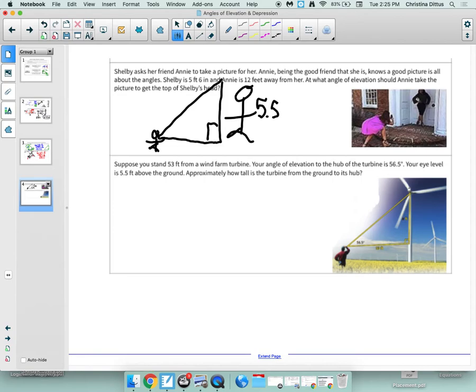If she's 12 feet away, is that my bottom line or my slant line? Bottom line. It says what angle? So where should I put my X? Should I put it at the bottom or the top? Bottom.